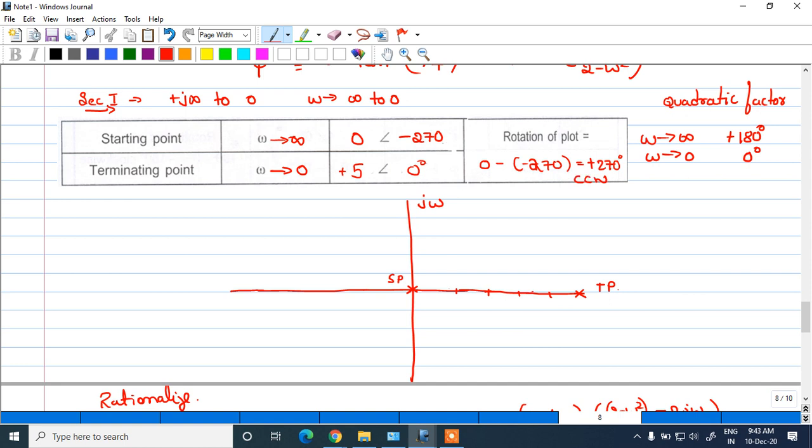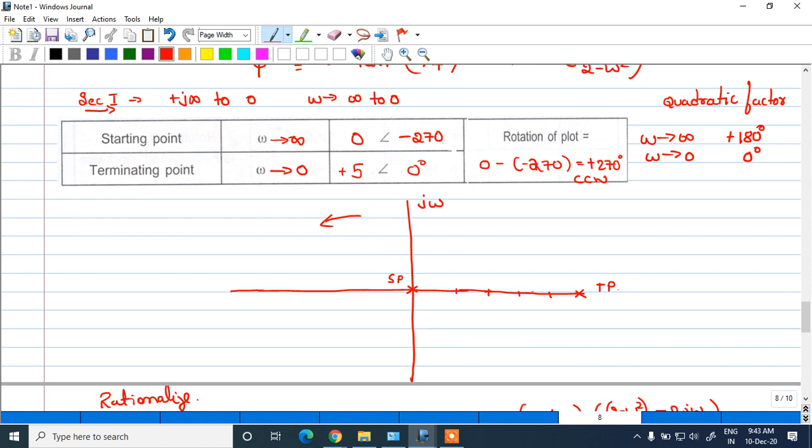Yes, each quadrant will have a 90 degree sweep. Okay, and the direction is counterclockwise. So this is the starting point and the direction is counterclockwise. Counterclockwise will be in this direction.